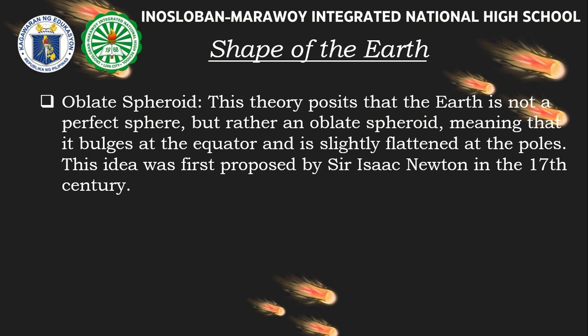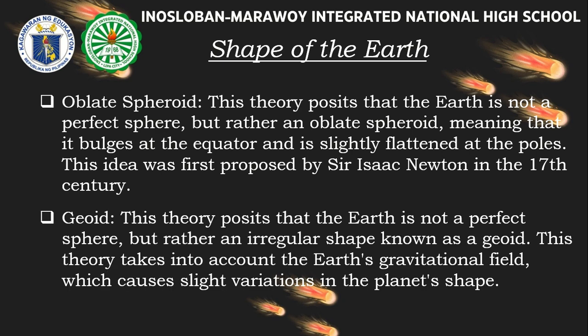So this idea was first proposed by Sir Isaac Newton in the 17th century. Ito yung pinakatanggap na shape ng Earth, yung tinatawag nating oblate spheroid. Hindi kasi perfect na sphere. Kumbaga, ang oblate spheroid, maa-associate natin sa oblong, parang oblong in the different geometric shapes. Next, the geoid.